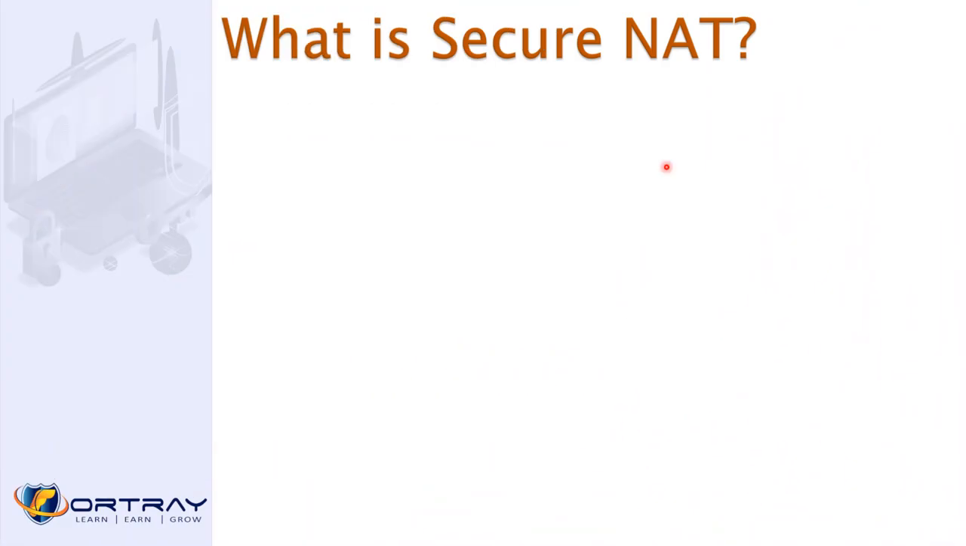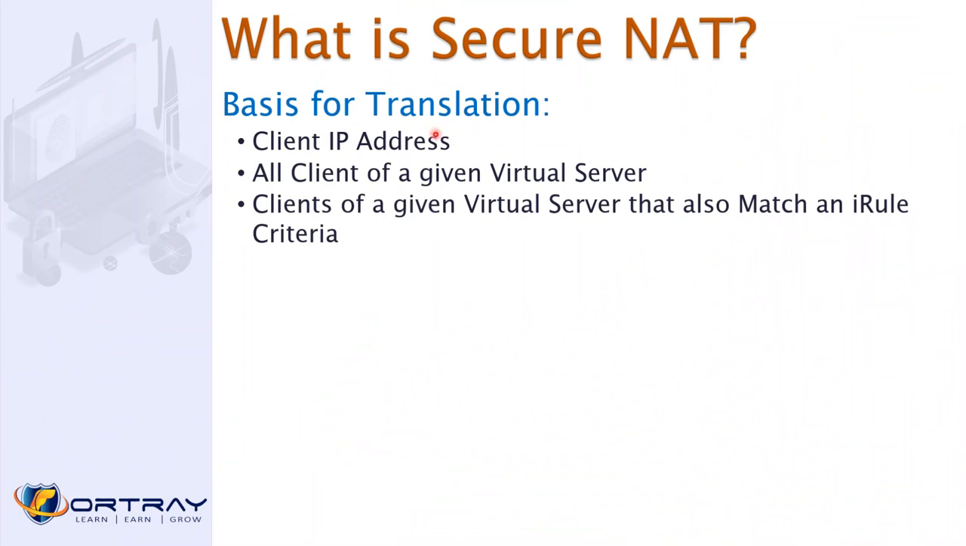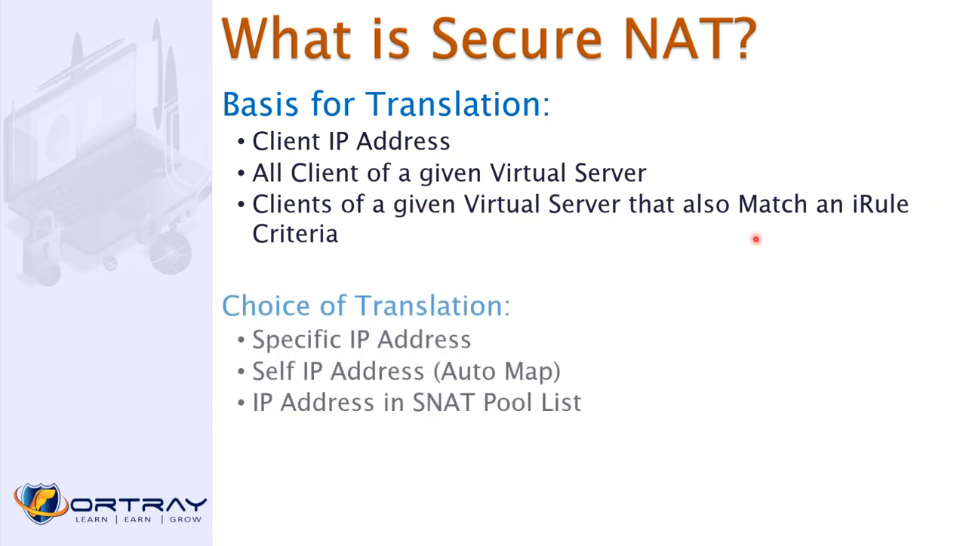Now, how do we put in secure NAT? We discussed both basics of the translation: the client IP address, all clients of a given virtual server, or clients of a given virtual server that also match an iRule as well. So these are the different options we can use in the virtual server. We can use them in the iRule as well. Choices of translation: specific IP addresses, self IP address, AutoMap, or IP addresses in the SNAT pool list as well.